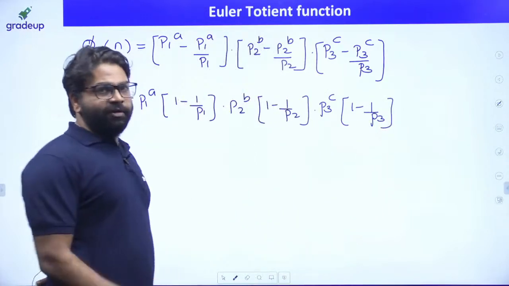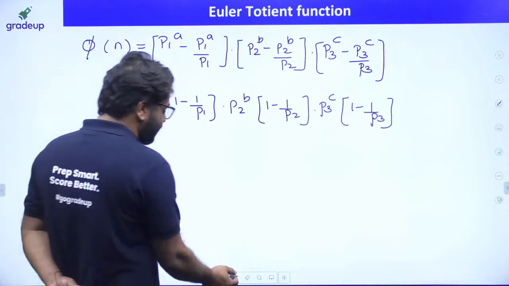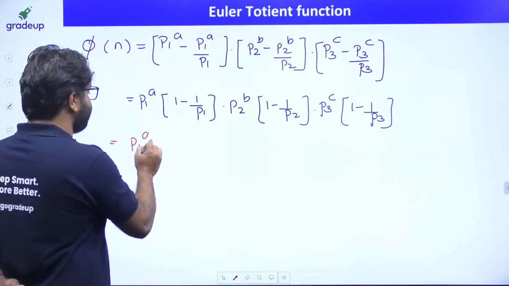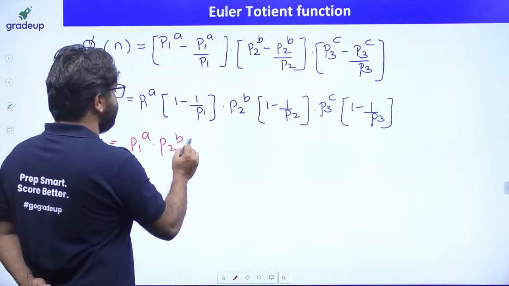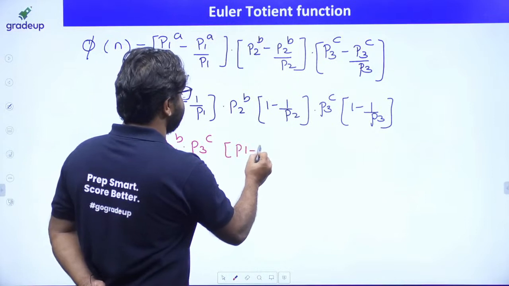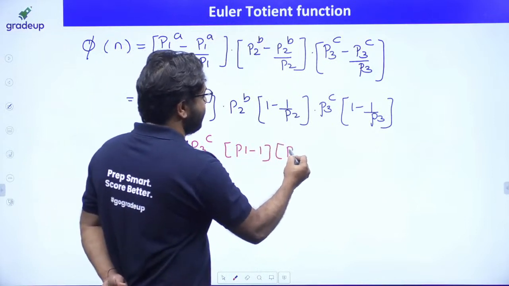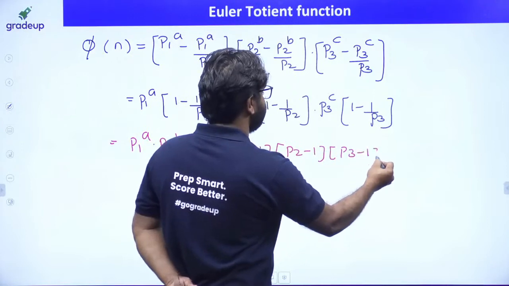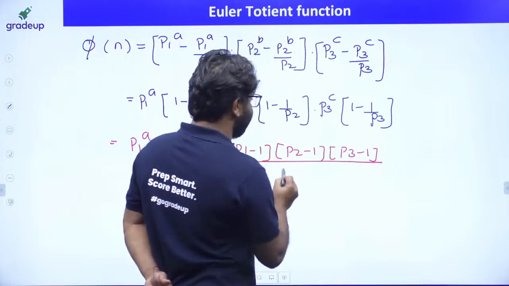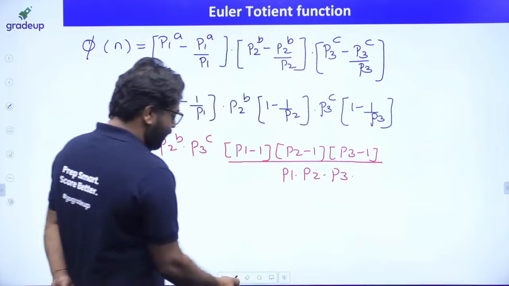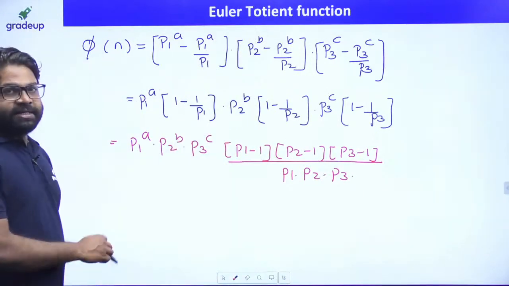Okay, right now I am taking only 3 elements so that we can cover all the things. Now what will I get? I will get P1 raised to A, then P2 raised to B, and then P3 raised to C. Here I will get, which is nothing but, P1 minus 1, and then P2 minus 1, and here P3 minus 1, and then this whole thing will be divided by P1 into P2 into P3. So this is a formula that you can understand with respect to what?